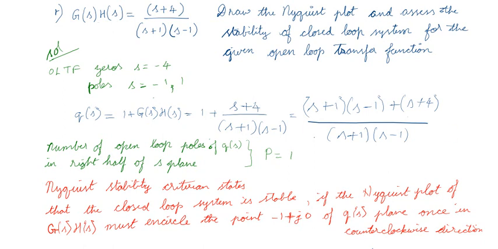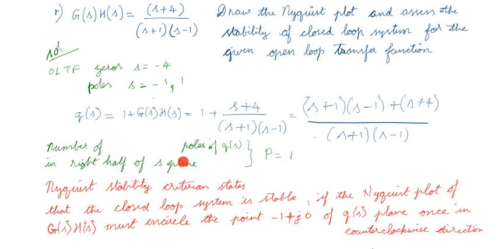Now I am going to find out what P is. P is the number of poles of Q(s) in the right half of the S plane, not open loop poles, beg your pardon. What are the poles? One pole is at minus 1, another pole is at plus 1. So one pole is on the right side, so P is equal to 1. So what should the Nyquist stability criterion be? It should encircle minus 1 plus j0 one time in the counterclockwise direction for the system to be stable. Very important statement.